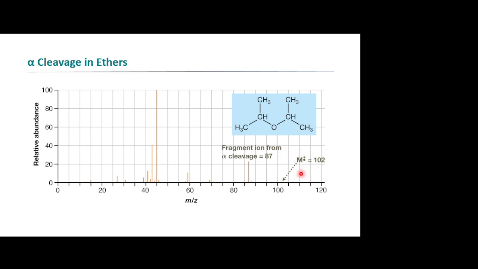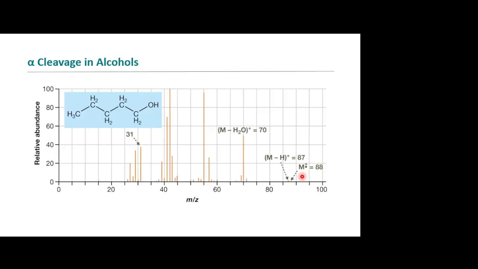Again, we have the 102 here. We have a cleavage right here, and we end up with a 15 coming off. That's your alpha cleavage again, losing a methyl group. And there is a very, very small M plus peak right there that apparently many of you cannot see. So, okay. Again, this is your alpha cleavage in alcohol.